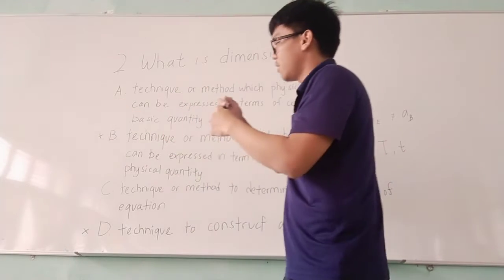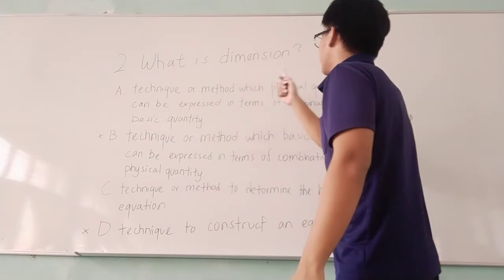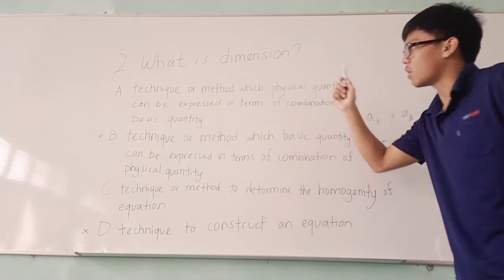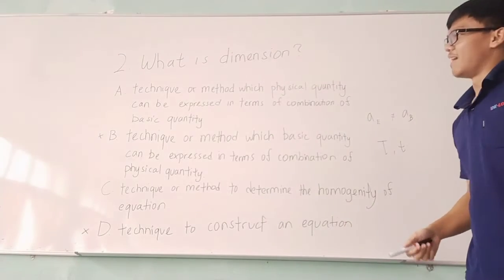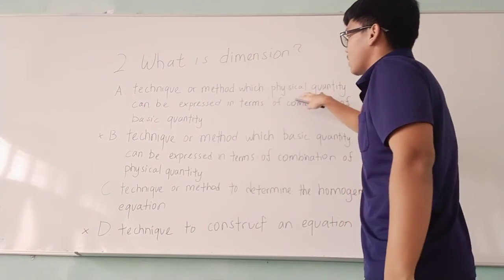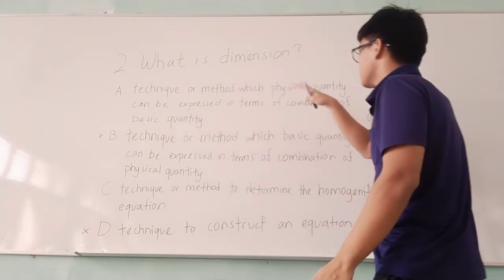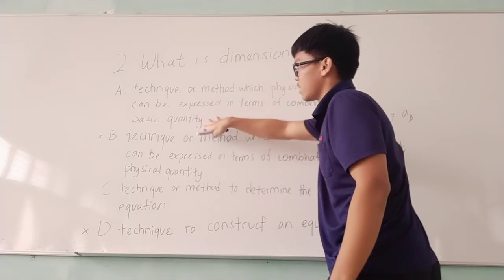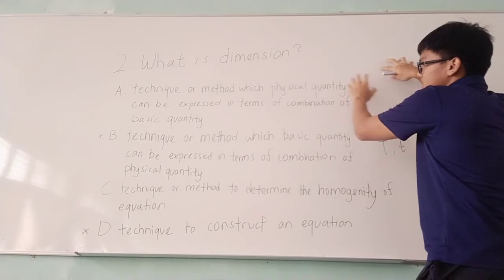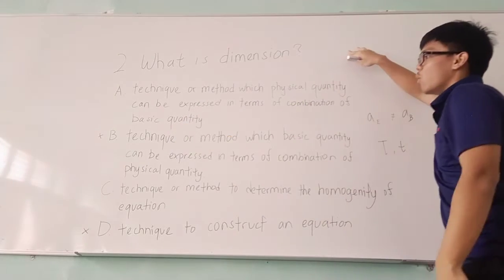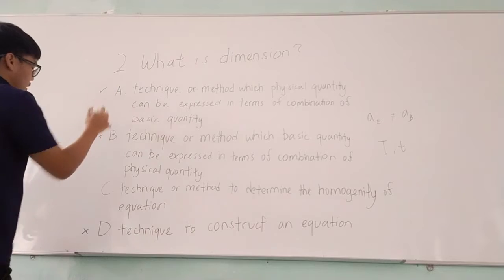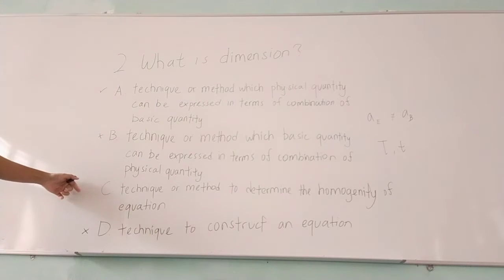Now A, a technique or method which physical quantity can be expressed in terms of combination of basic quantity. I think you guys already know this is the correct answer, since physical quantity can be expressed in terms of combination of basic quantity, where you are breaking down physical quantity into its components, which are the basic quantities. But even if we know this is the correct one, how do we know this if the C might be the answer?